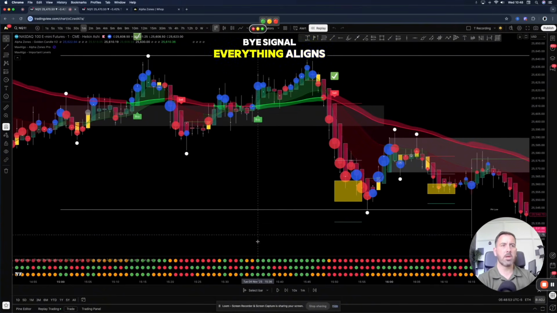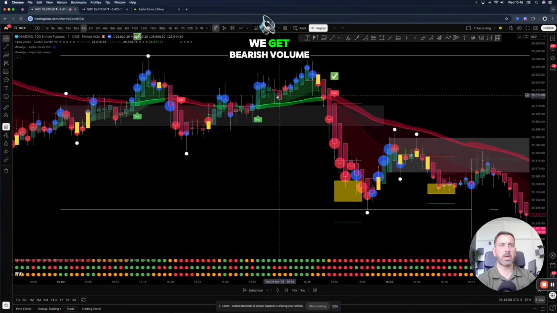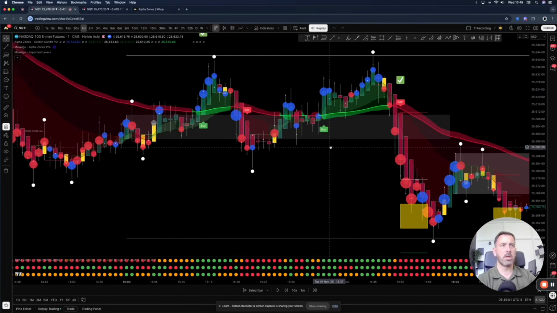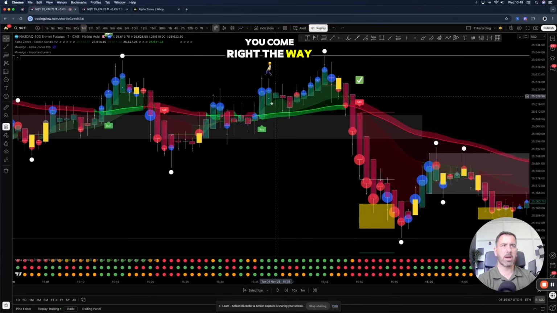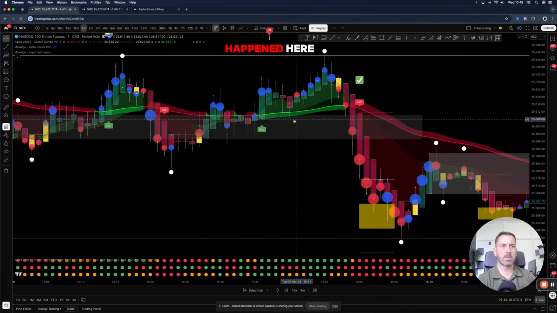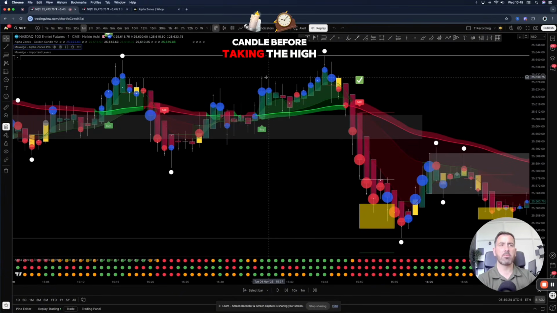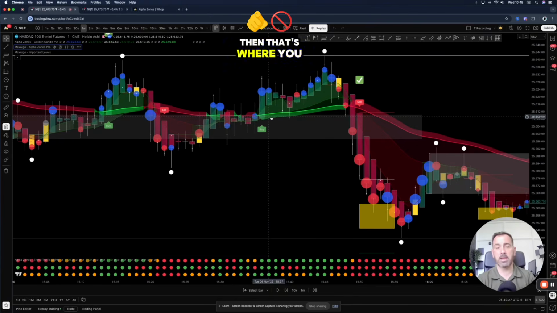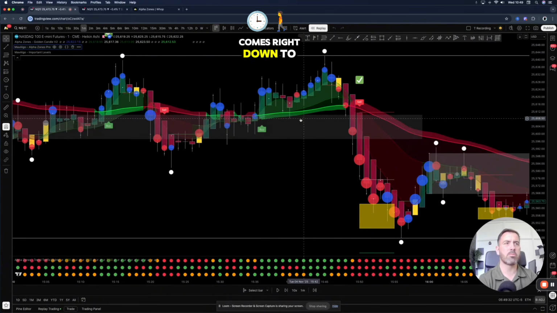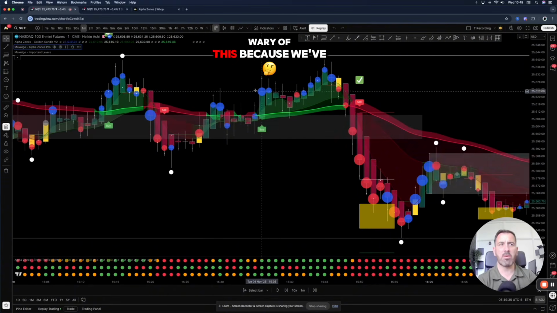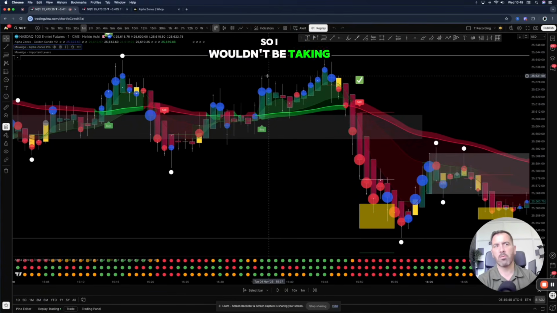Right, buy signal, everything aligns. We don't get tagged in. Not a problem. As you see, it comes down. We get bearish volume, not looking. Now, the only difference with this one is, you come right the way down here, and we've had this. What's happened here? It's come right down. Now, if the trade takes the low of this candle before taking a high, then that's where you would be looking to not leave your stop order on. Obviously, this one comes right down to the end of the candle. I would be very wary of this because we've had these 2 red candles here, and then we've had bearish volume. So I wouldn't be taking this trade.